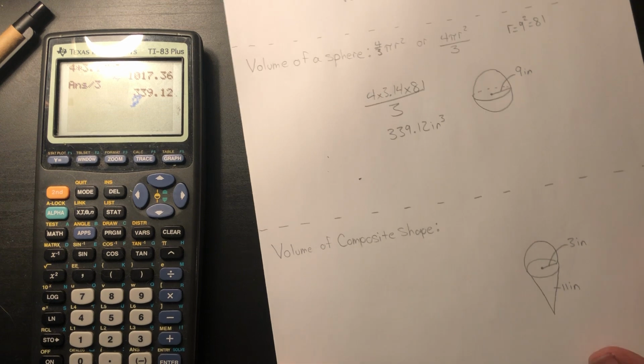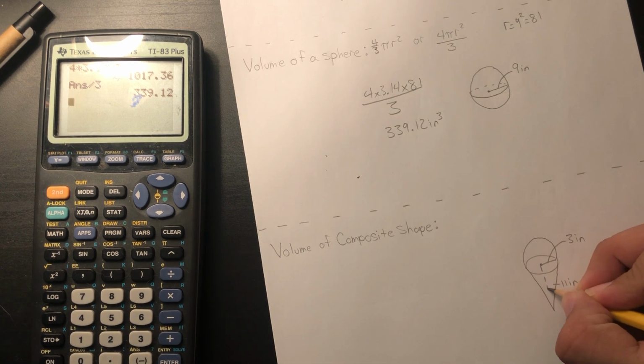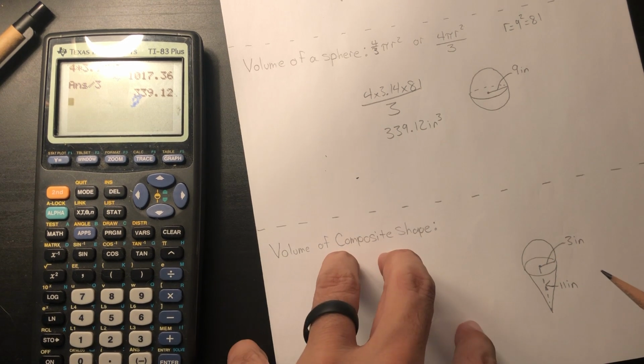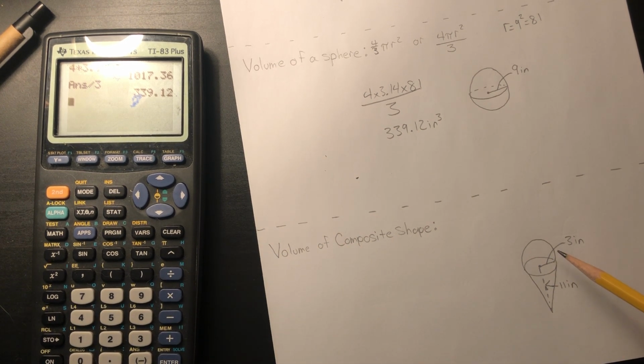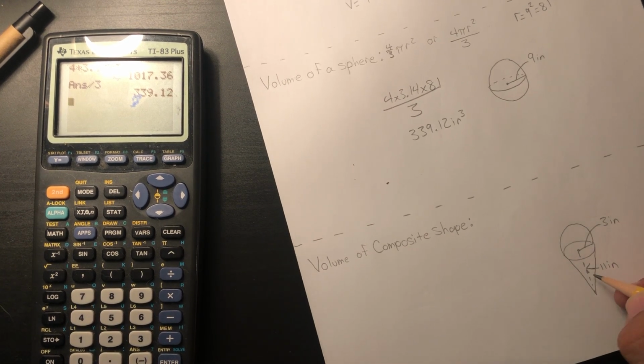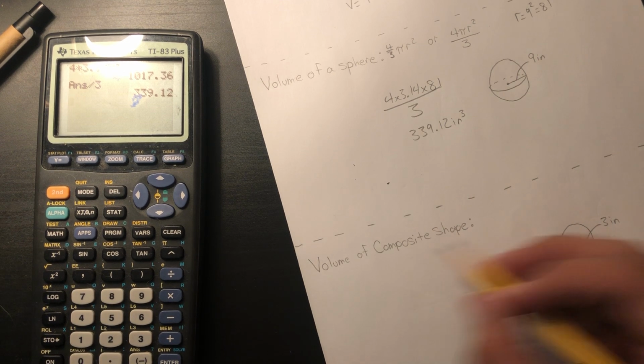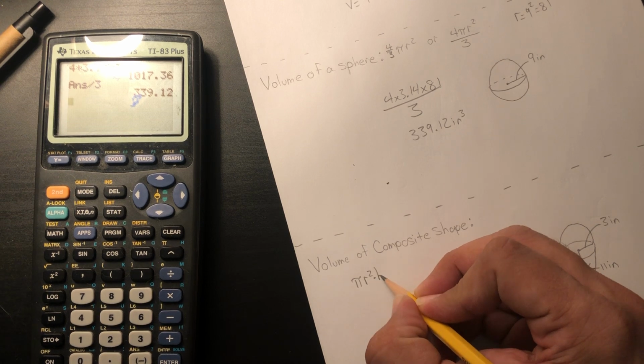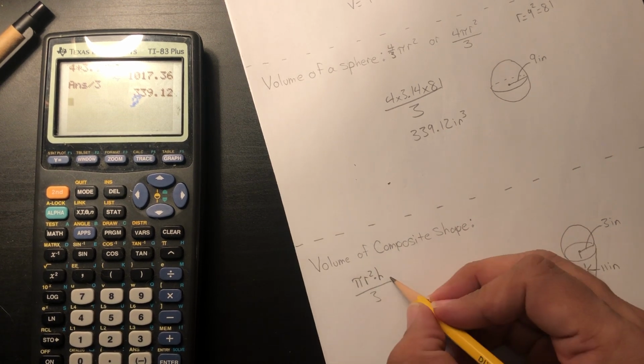For the last thing we're going to do, I'm going to show you how to do a composite shape. A composite shape is when they put two shapes together. So here we're going to have a half sphere, because it's half of a scoop, and then the cone. So I want the volume of this shape here. So we're going to do the volume of the cone first. So for the cone, we need the radius. Remember, the cone formula was pi r squared times height divided by 3. So we're going to fill that in.